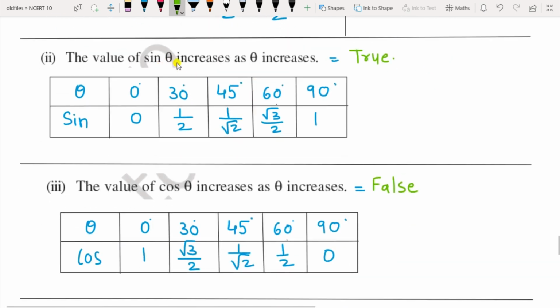The value of sin theta increases as theta increases. Yes, that is true. As we go from 0 to 90, the value increases from 0 to 1. So it is true. The value of cos theta increases as theta increases. That is false. For cos, from 0 to 90, the value goes on decreasing from 1 to 0. So it is false.